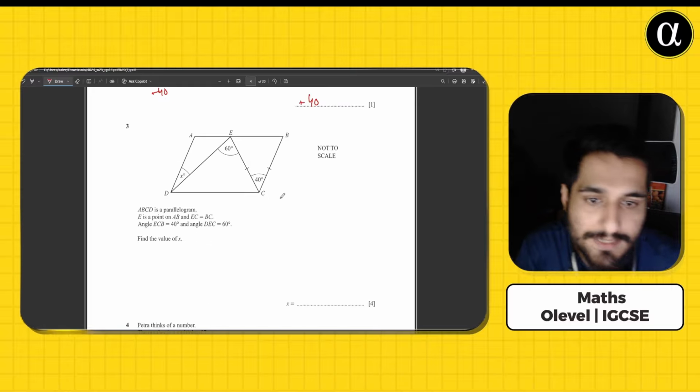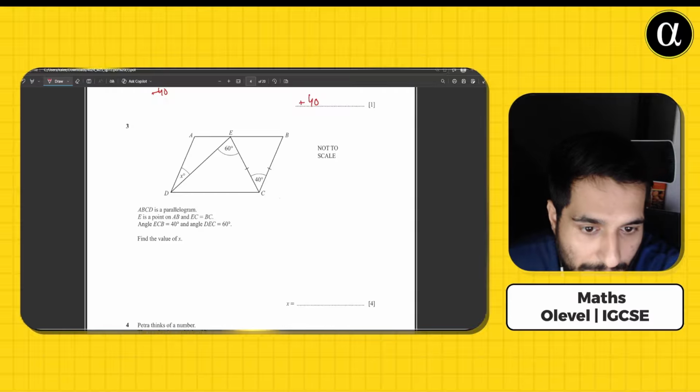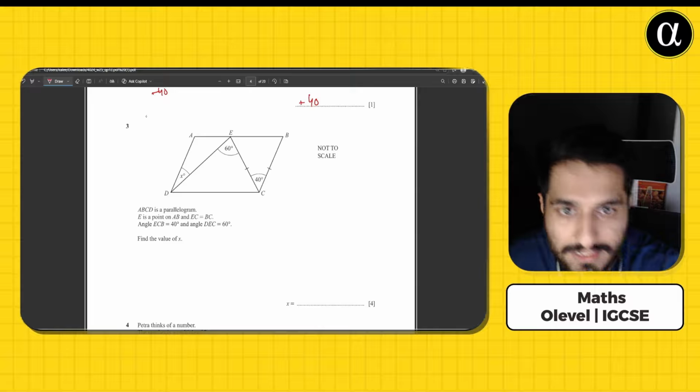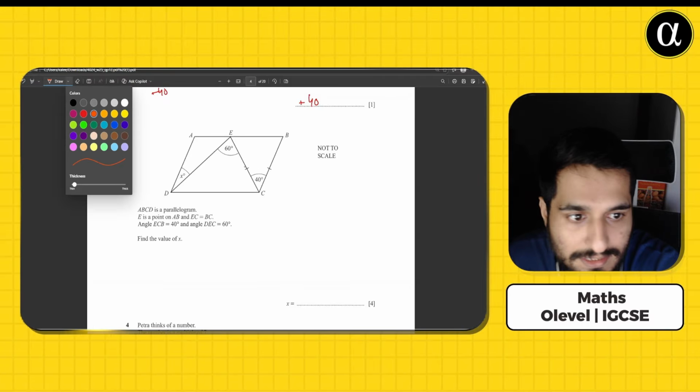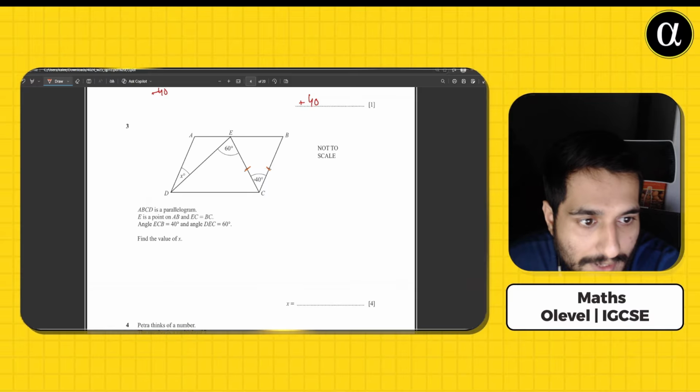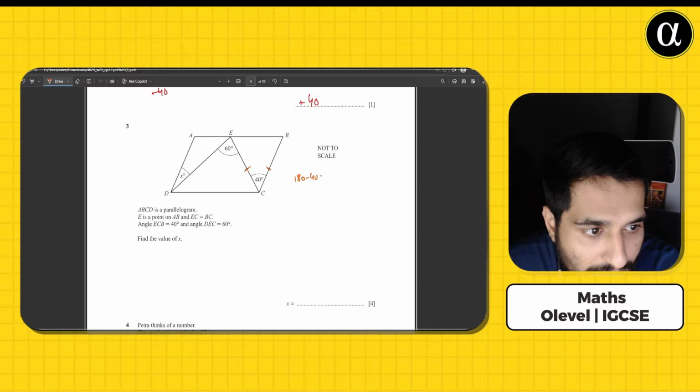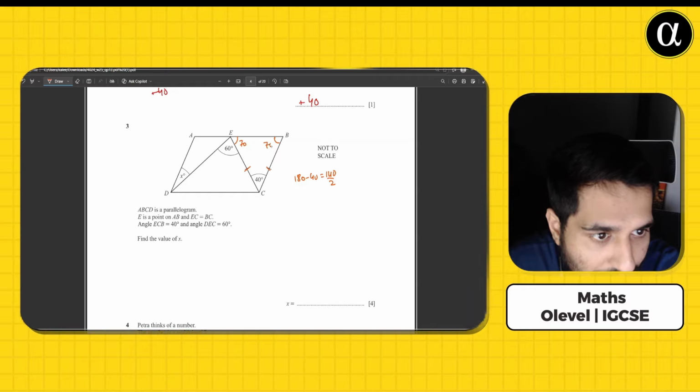Moving on. It says question number 3, ABCD is a parallelogram where E is a point on AB and EC is equal to BC. EC and BC should be equal. Since these lines are equal, we know that this is going to be an isosceles triangle. So we do 180 minus 40. That gives us 140, and this 140 should be the sum of this angle and this angle. We divide by 2, so we get 70 and 70 each.